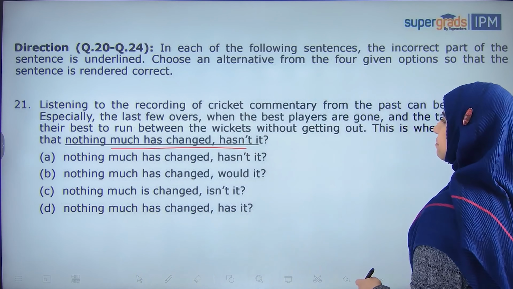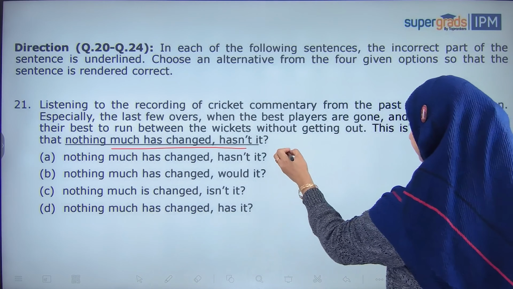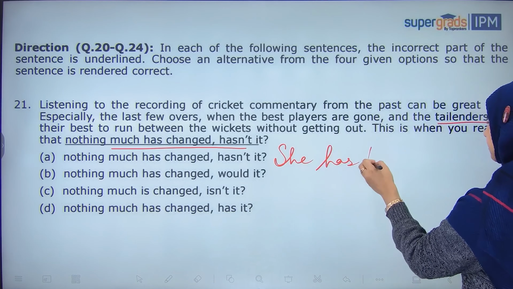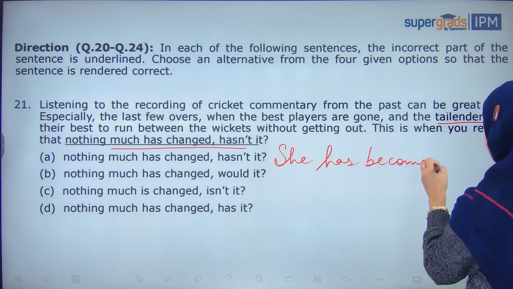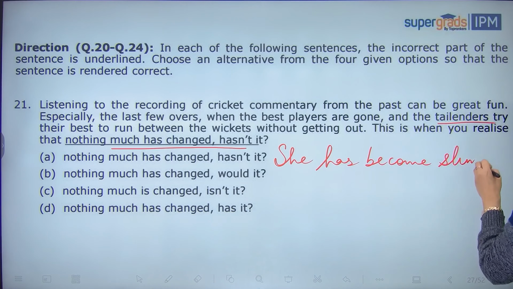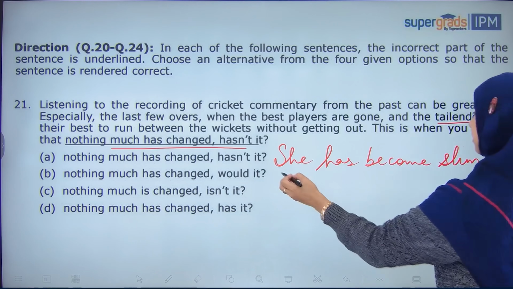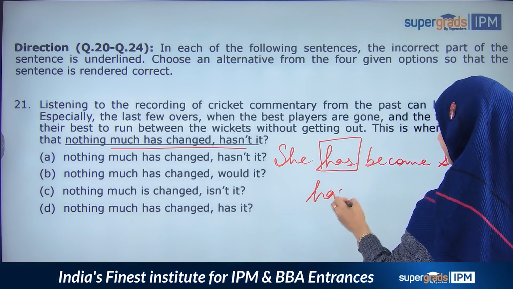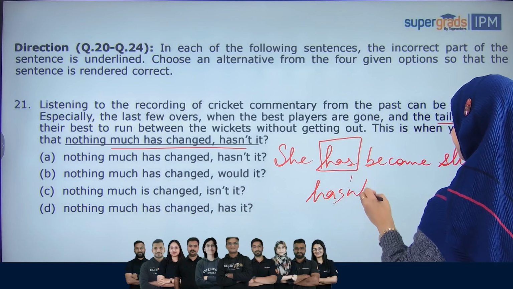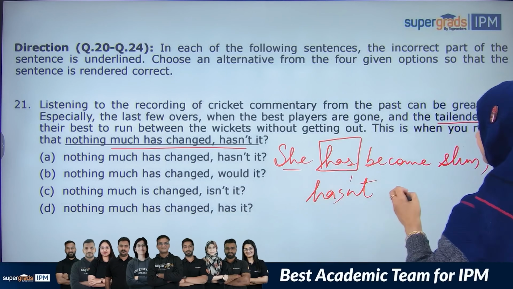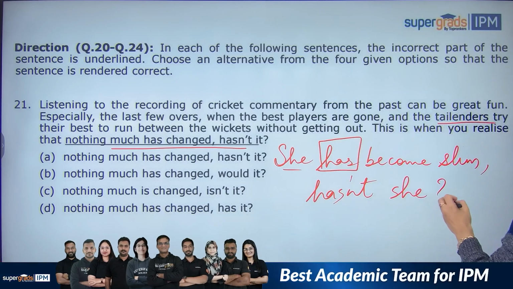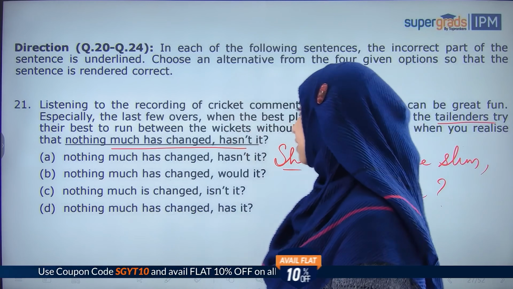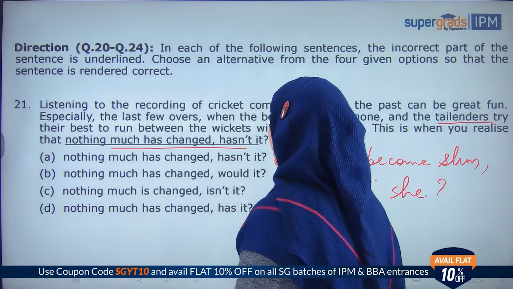So you just have to see. For example, this is the structure. You have to identify the helping verb, negate it, and then put the subject and put a question mark. That's a simple formula. Clear? Now let's have a look at this.